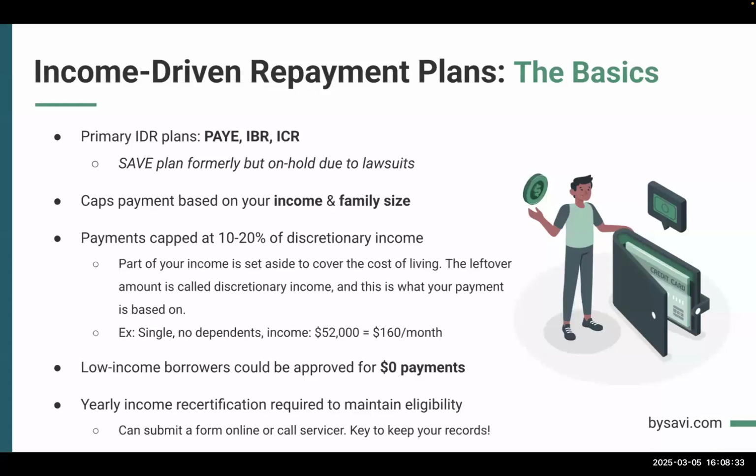So, for example, if you're single, you have no dependents, and your income is about $52K a year, you could expect to see a monthly payment of around $160 by enrolling into an income-driven repayment plan. Because they are designed to be affordable, these are great plans for both borrowers who have a low income or a high loan balance. In many cases, if you do have low income, you can be approved for a $0 monthly payment. During this time, you would not be required to make payments on your student loans, but they would stay in good standing as if you were making payments. Plus, any month with a $0 payment counts towards forgiveness.